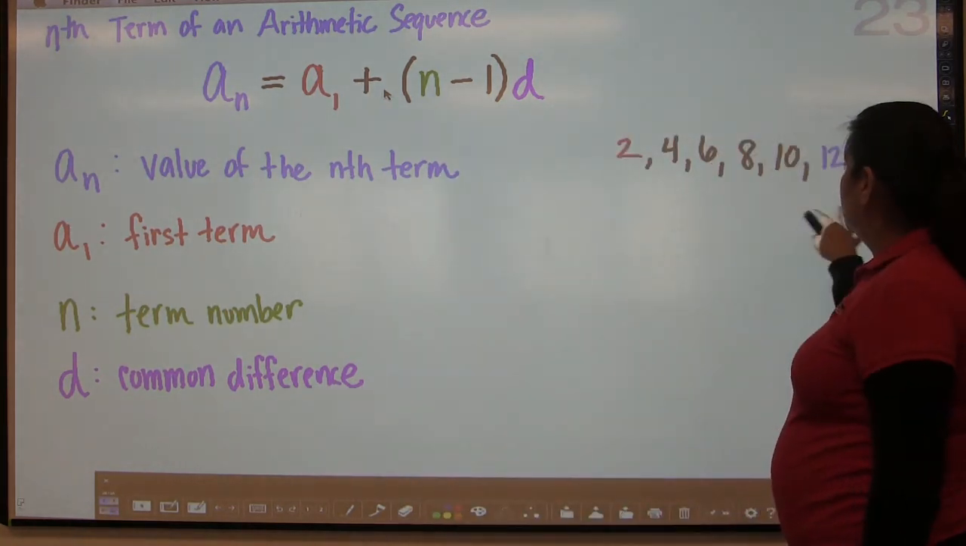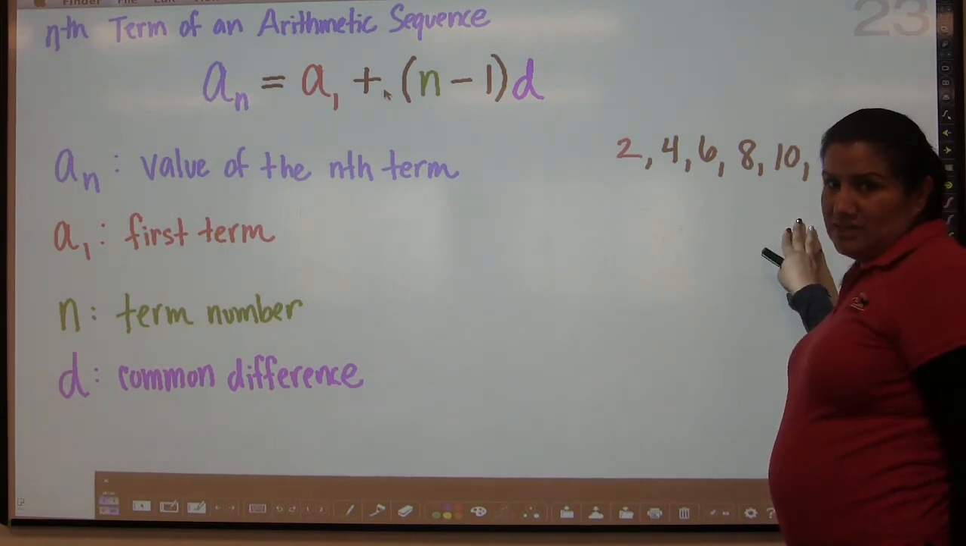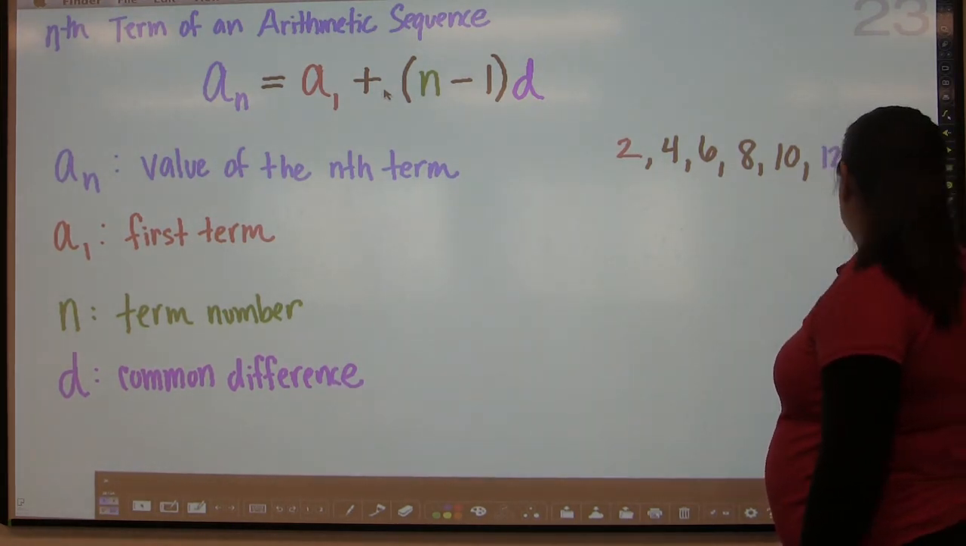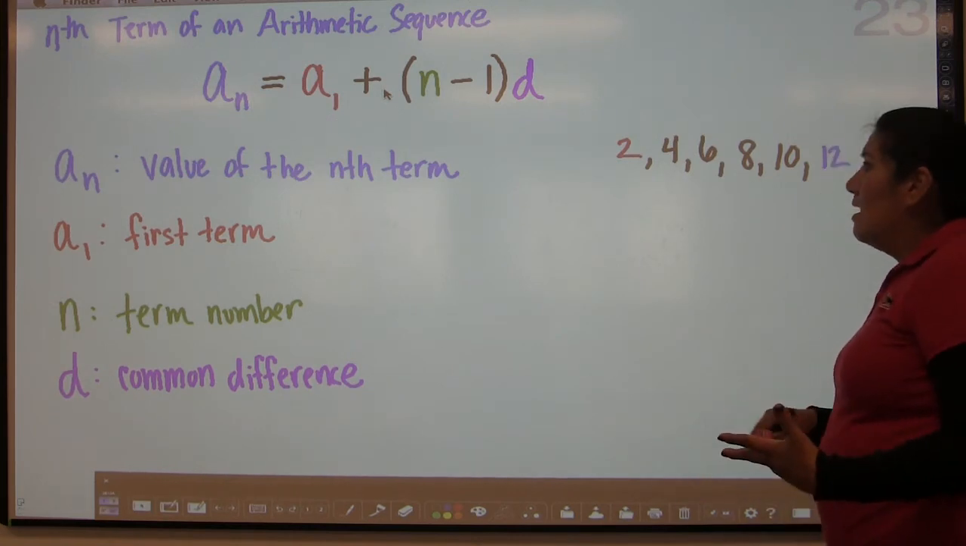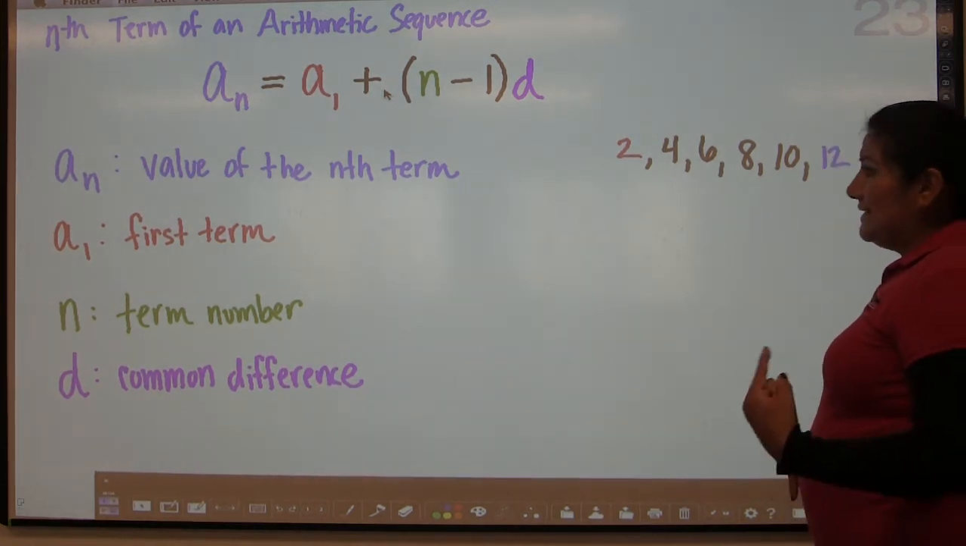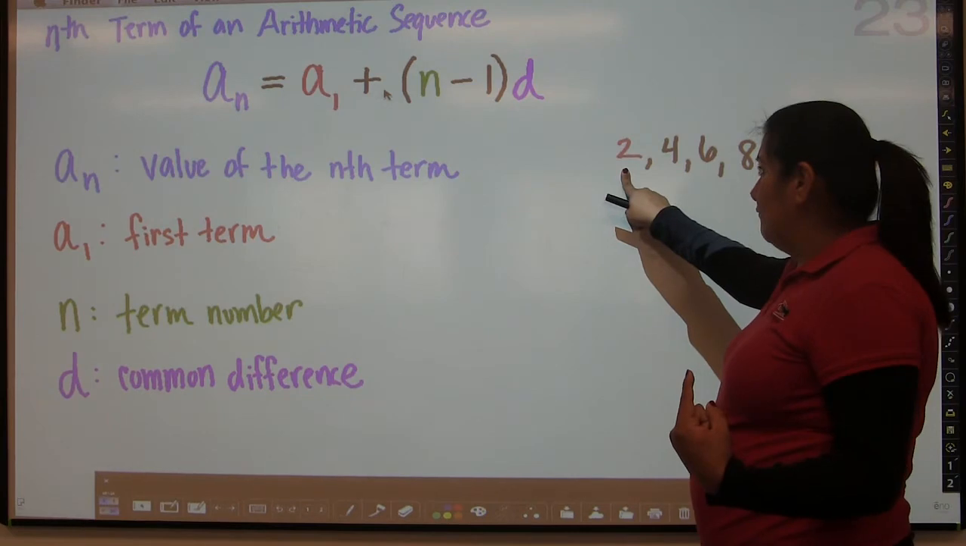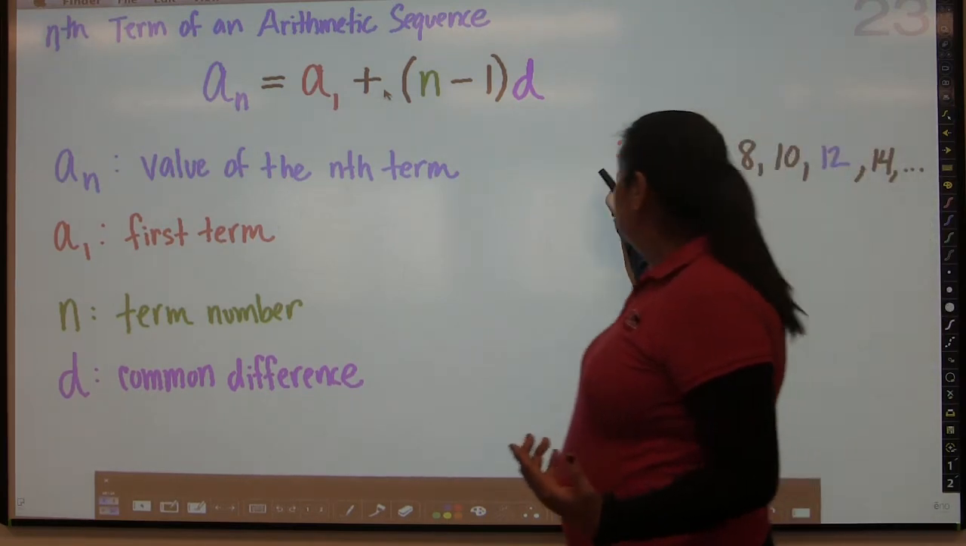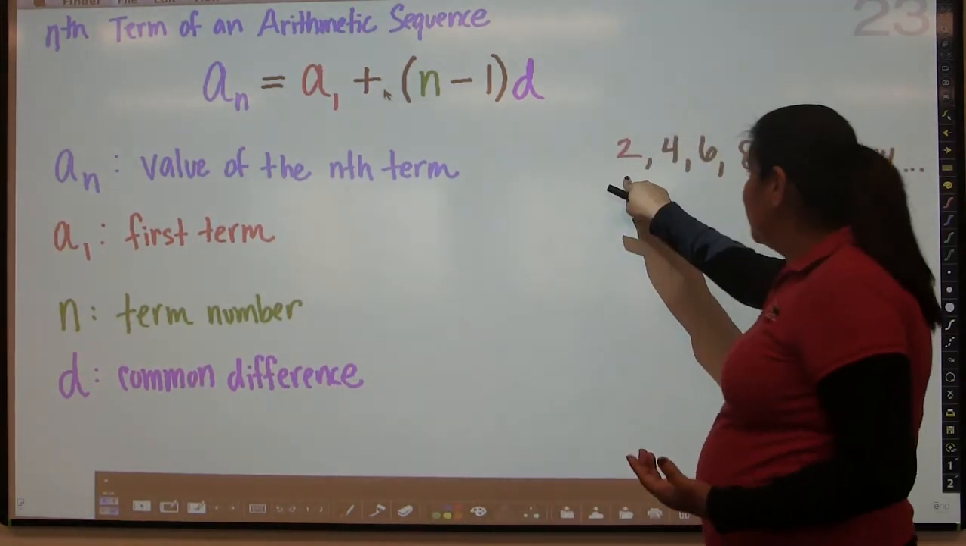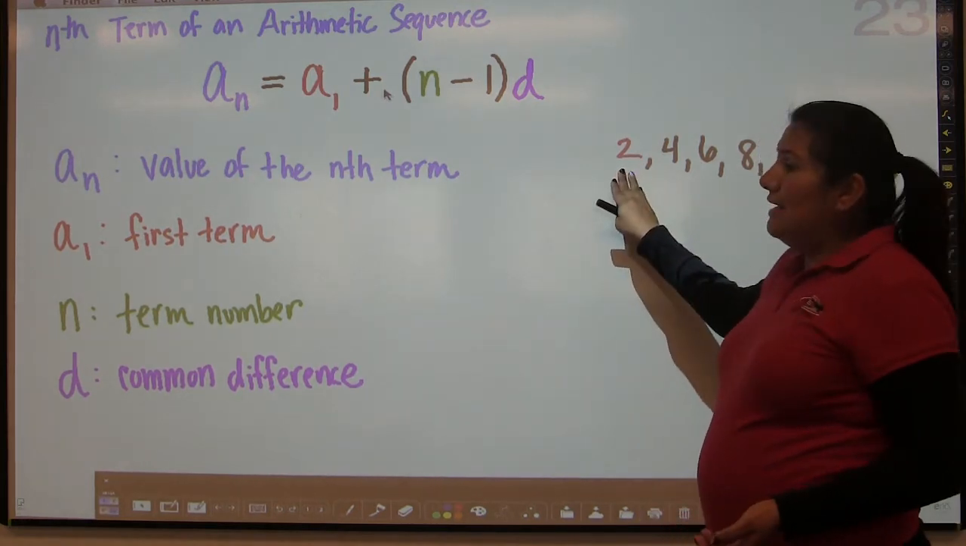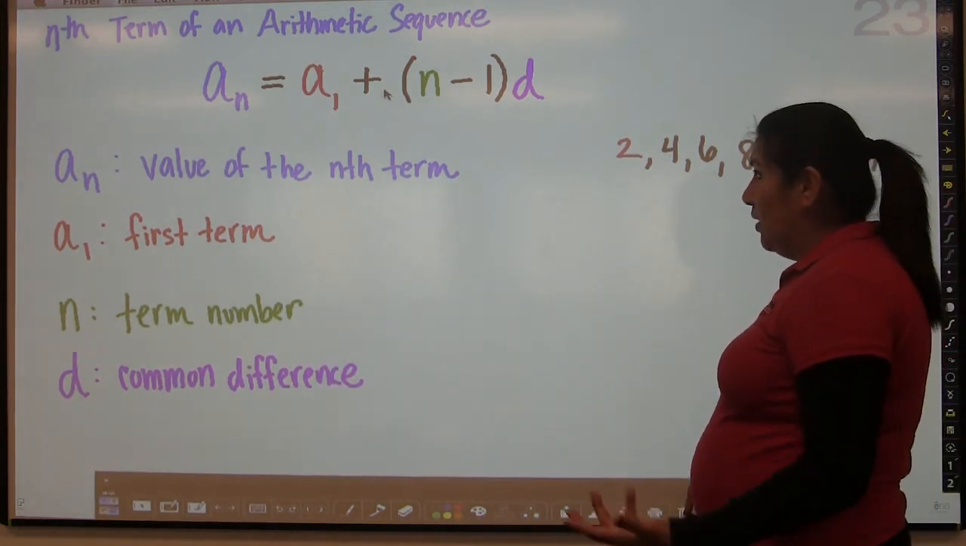I made a sequence here. It's a pretty easy sequence, but the point of me doing this is just to give you an example of how this works. The first term is easy too. It's always the first term in the sequence, so that's why it's color coded there. So 2 in this scenario is the first term, so 2 is a sub 1.